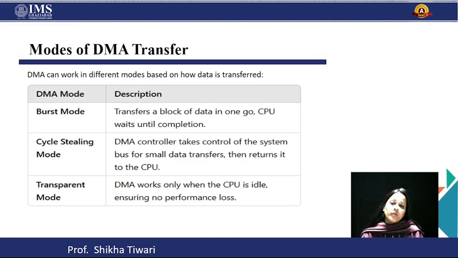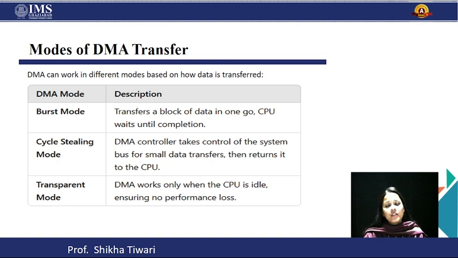Now in how many ways or in how many modes is the DMA transfer done? Basically, if you refer to Morris Mano, the standard book of computer architecture and assembly language, you will see that there are two modes specified in that book, that is burst transfer and cycle stealing. But we have another mode according to the research, that is transparent mode. So what is burst transfer?